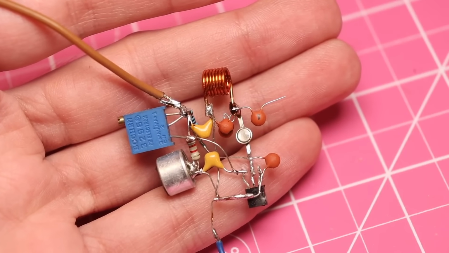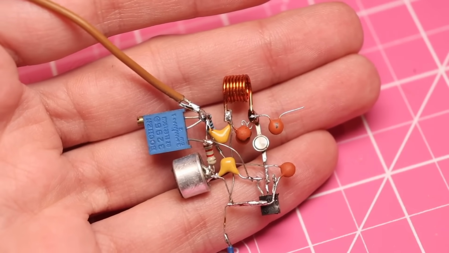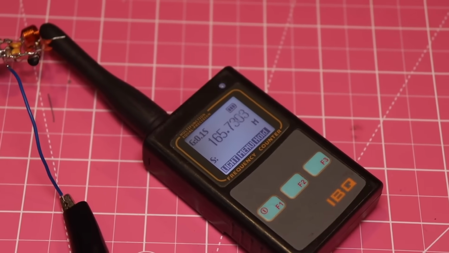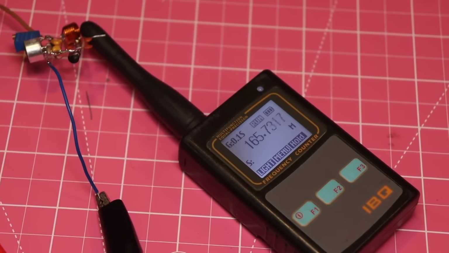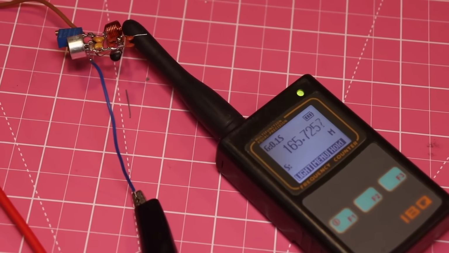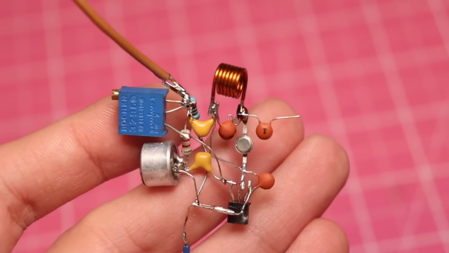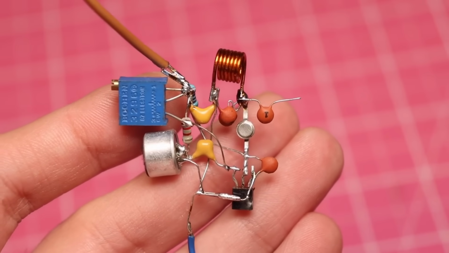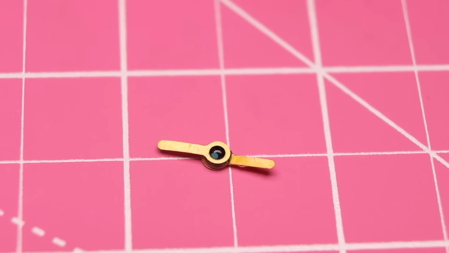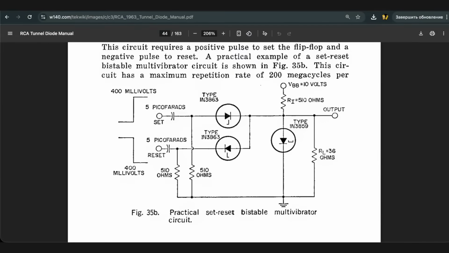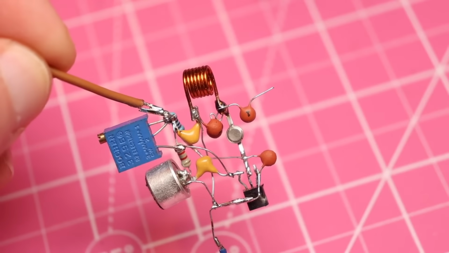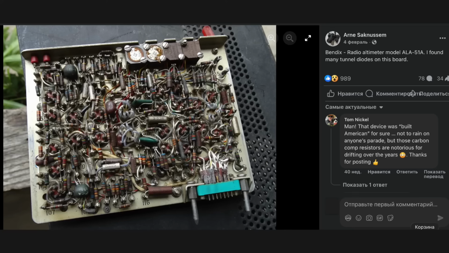Right now, you're looking at one of the simplest versions of such transmitters. Of course, it works and even broadcasts. I won't focus your attention on the construction itself, but if you're interested, I can make a separate video about transmitters using tunnel diodes. Tunnel diodes have been used in many different applications, for building fast logic circuits and transmitters, oscillators, amplifiers, and so on.